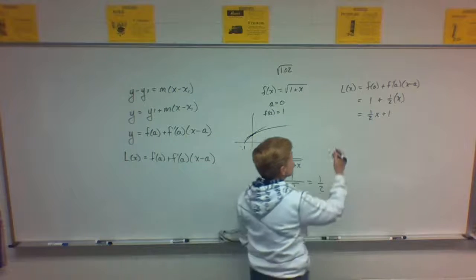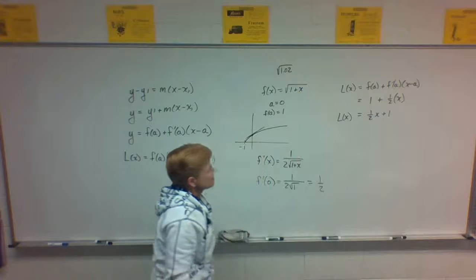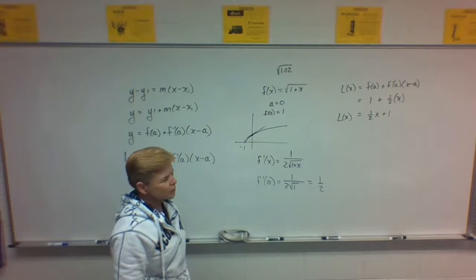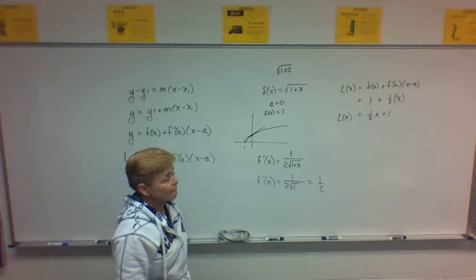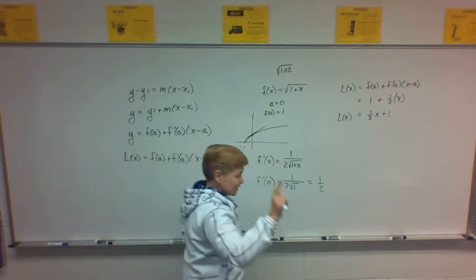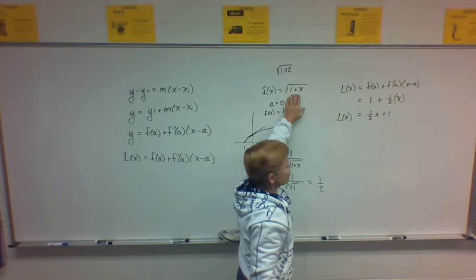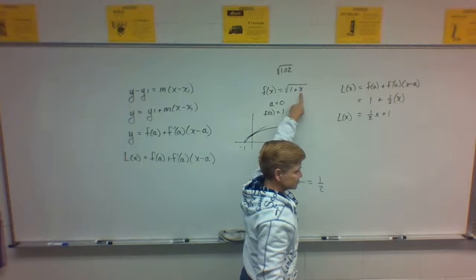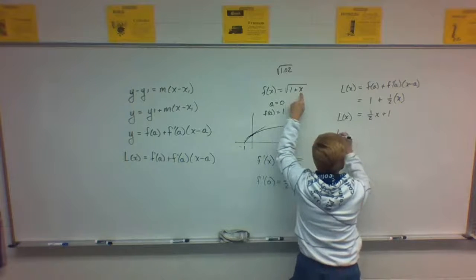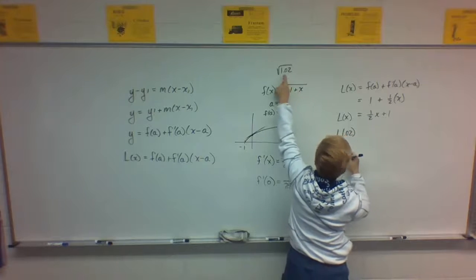So if this is L of x, this is the equation of my tangent line. Do I plug 1.02 in for x? Yes. No, you got to be clever. Look at the original function. If I want to evaluate the square root of 1.02, what must x be? 0.02. Okay, so L of 0.02 is how I'm going to approximate this.